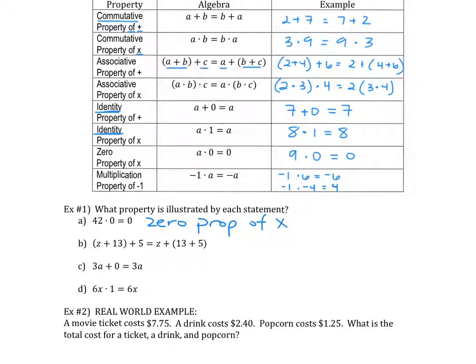All right, what about B? 7 plus 13 in parentheses plus 5, z, not 7. z plus 13 plus 5 equals z plus parentheses 13 plus 5.